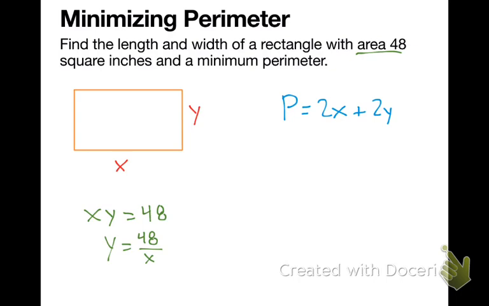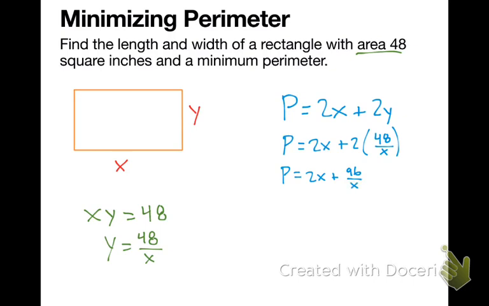Here I'm choosing to solve for y. y equals 48 over x. So let's make that substitution into our primary equation here, and do a little bit of simplifying before we go ahead and take our derivative. This would be what? 96 over x.